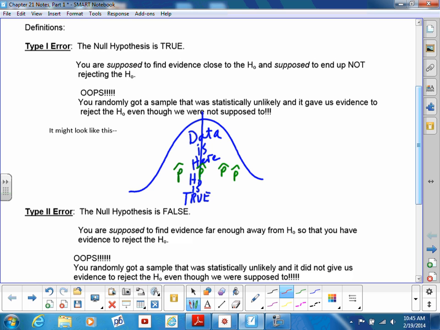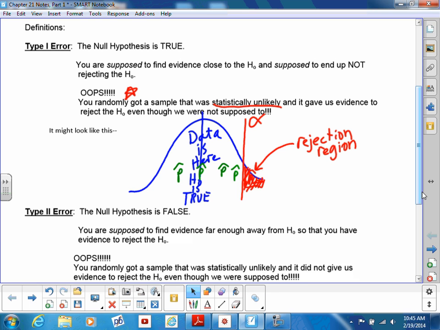But guess what happens? Oops. You randomly get a sample that was very unlikely to have been gotten. So you accidentally got something out there. It happens part of the time. And if I say this is my alpha, then what's happening over here? What is this called? Anything in this section will make the null hypothesis get rejected. Okay, so anything in here is called the rejection region, where you would reject the null hypothesis.